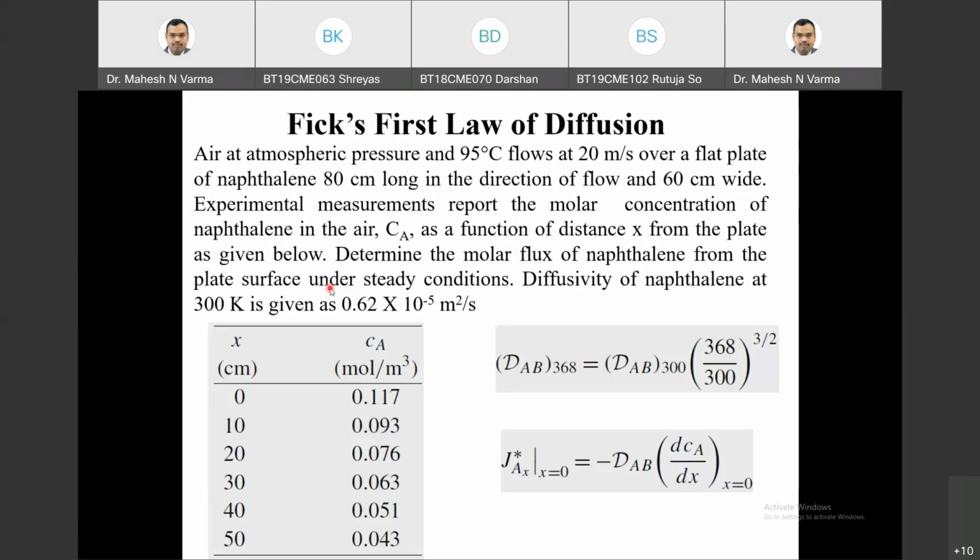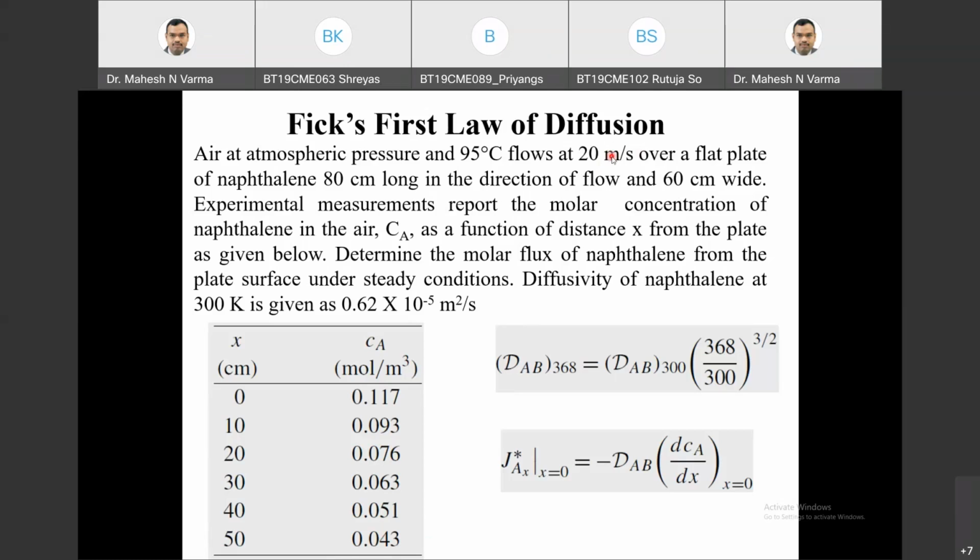Hello, sir. Am I audible? Yeah, tell me, Shreyas. In the question it is given that air flows at 20 meter per second, but there is no significance of that in solving the problem. Yeah, so this tells that the bulk concentration of air remains constant and is close to 0. Because velocities are very high, whatever A is diffusing in air is taken away from the plate. So when I go far from the plate, the bulk concentration remains very close to 0. That is the significance of this velocity.